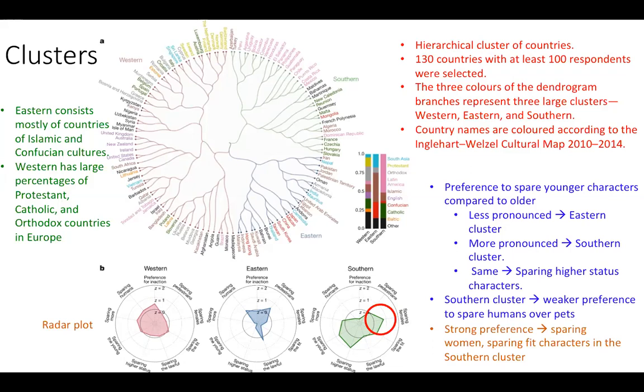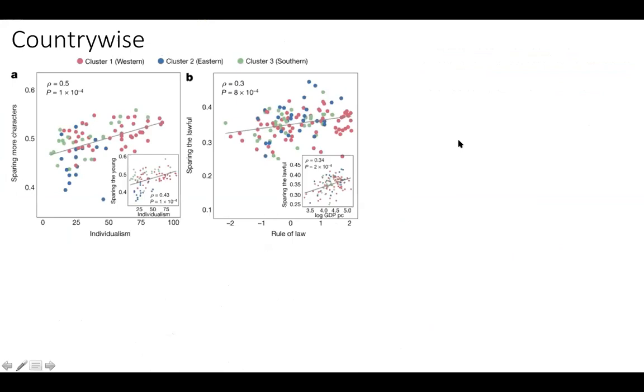The authors do some more interesting study. They do some country-wise analysis, and let's see what they have done here. The purple dots indicate cluster one, or the Western cluster. The blue ones indicate cluster two, or the Eastern cluster, and the green ones indicate cluster three, or the Southern cluster. So this is how you should read the points on these plots.